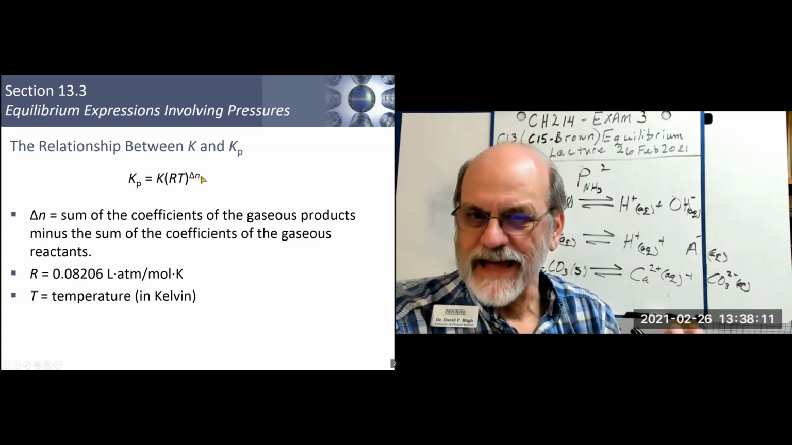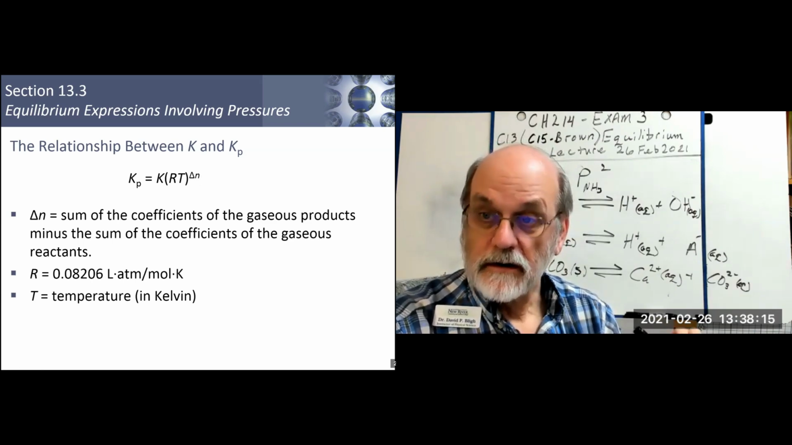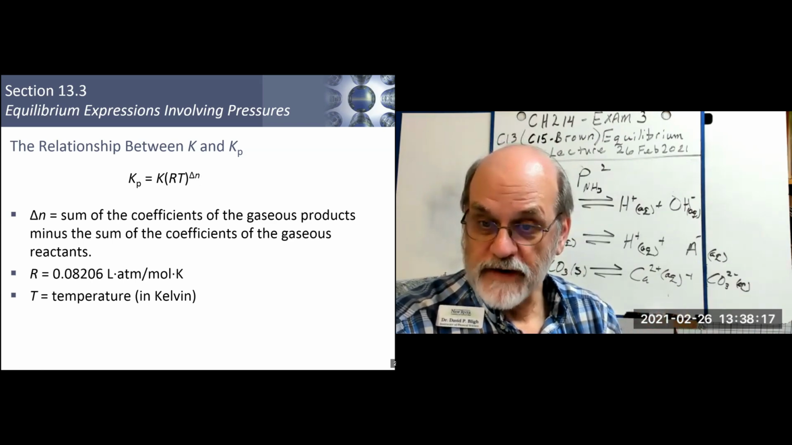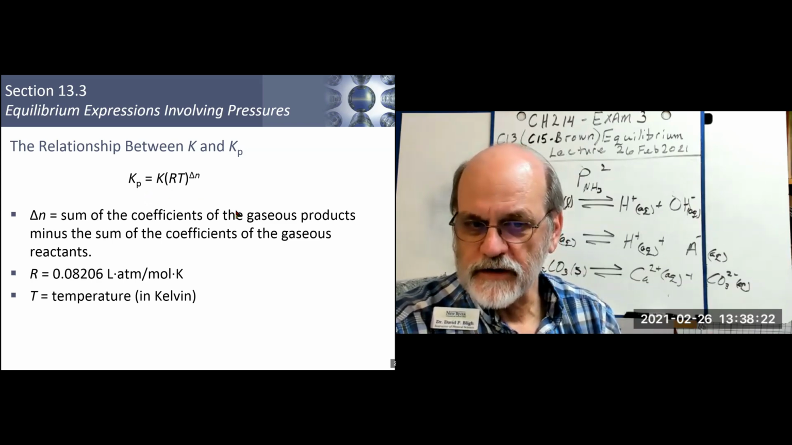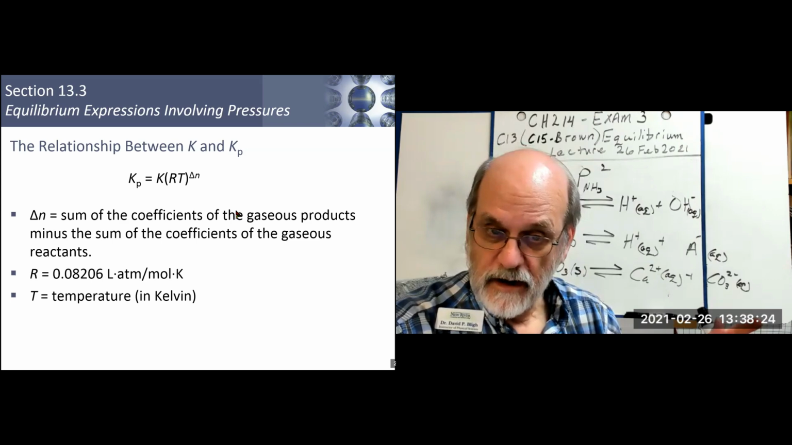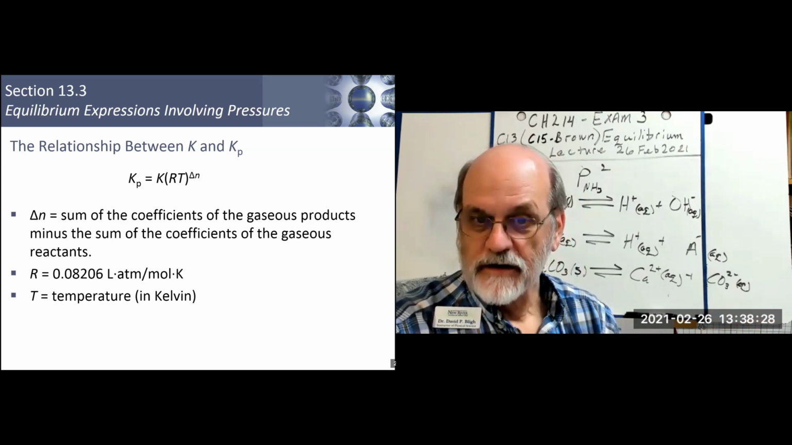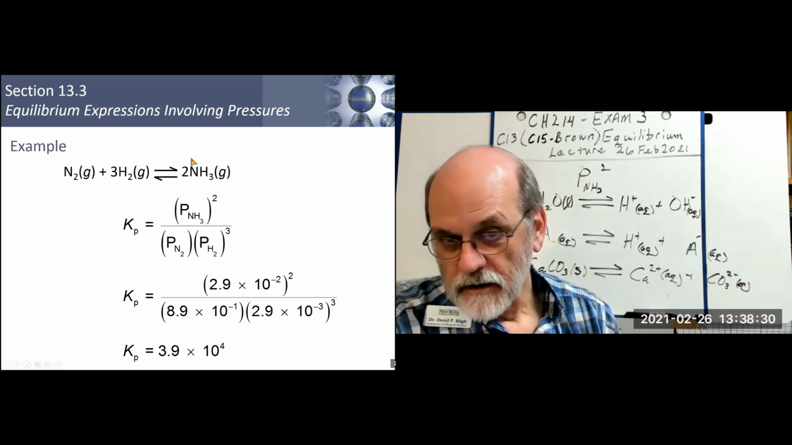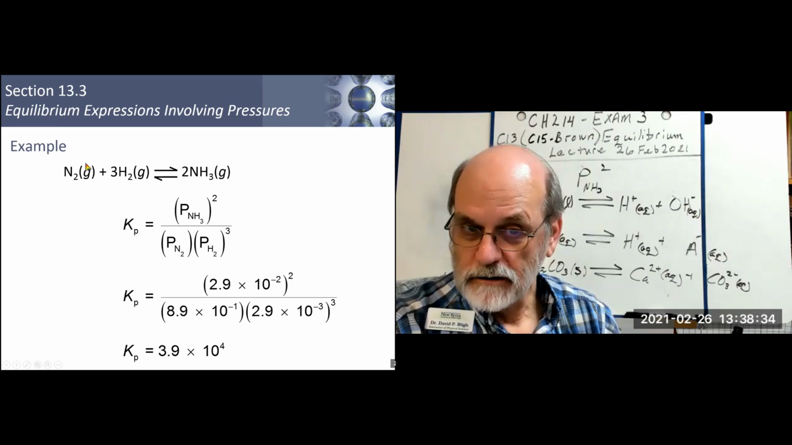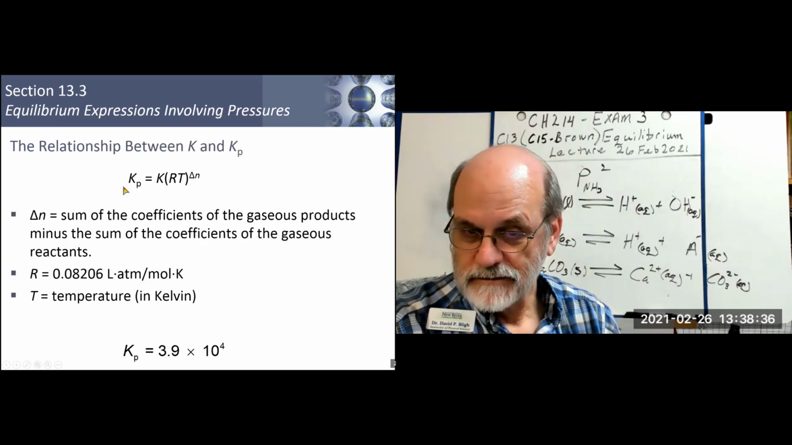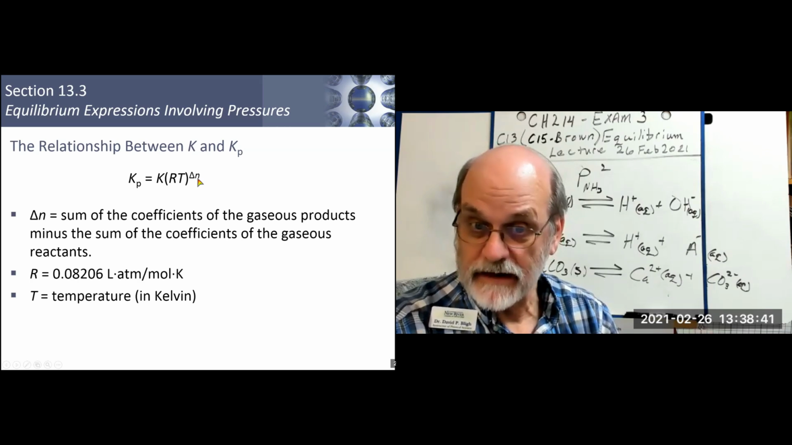Now, what does the delta N mean? The delta N means what's the change in moles of gas. So you sum the coefficients of the gaseous products and subtract the sum of the gaseous reactants. So back here, this would be 2 minus 4. So that delta N would be a negative number.